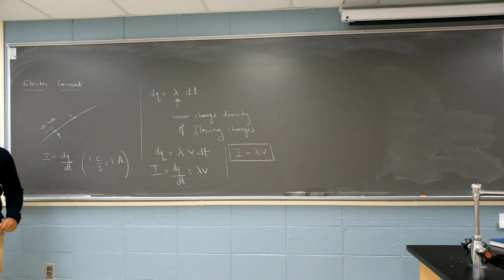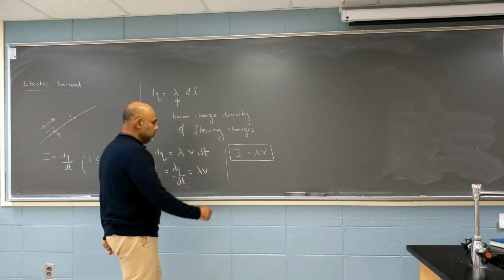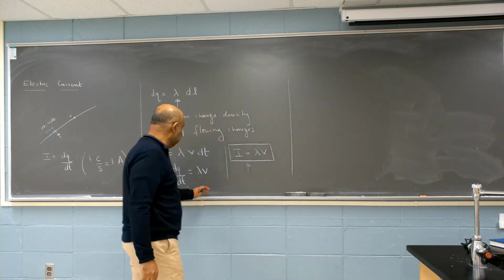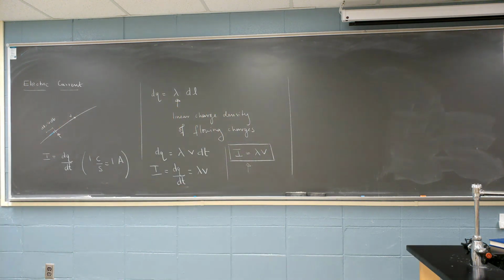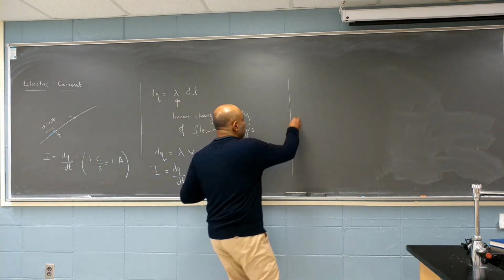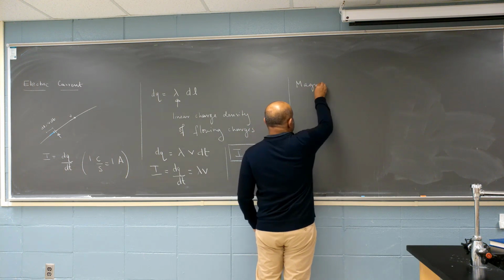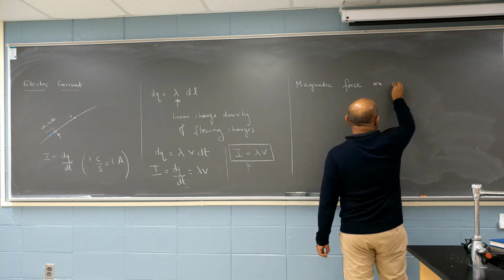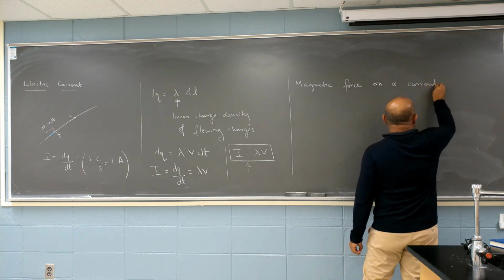Now, why are charges moving along a conducting wire? Well, maybe it's connected to a battery. It just pushes a current. Okay, and this is the expression for current. Using this, I would like to calculate, suppose you have a current carrying wire in a magnetic field, what's the magnetic force on the wire. So, magnetic force on a current carrying conductor.